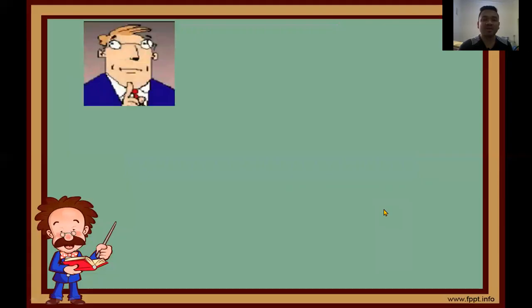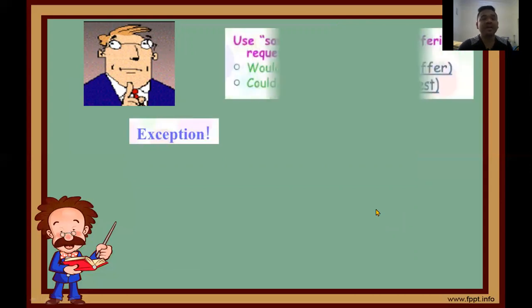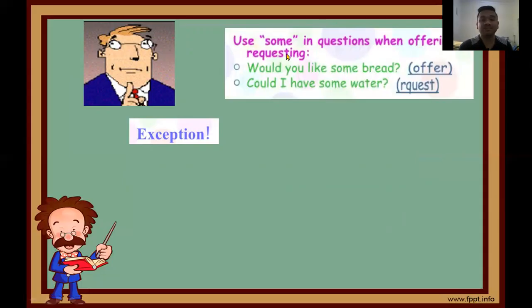So in general, every rule in grammar has an exemption. There is an exemption of when to use some and when to use any. Use some in questions when offering or requesting. You're asking questions, and when you're offering or requesting, we can use some. For example, would you like some bread? This is an offer. In this case, we're going to use some.